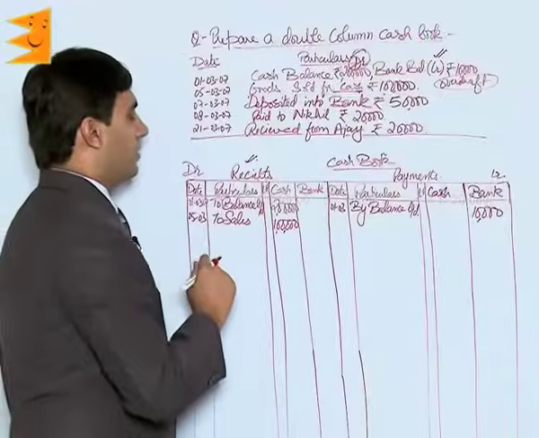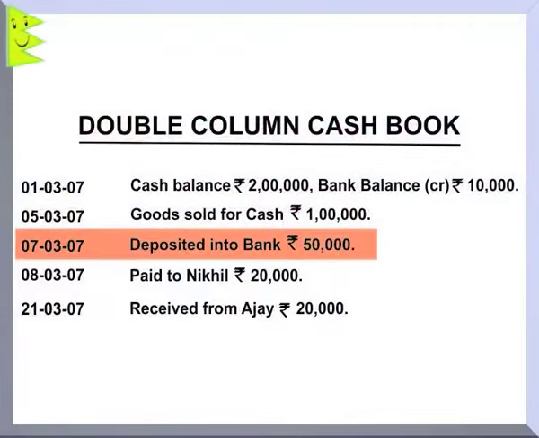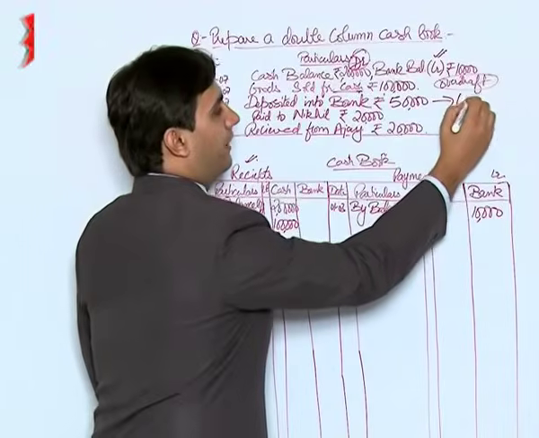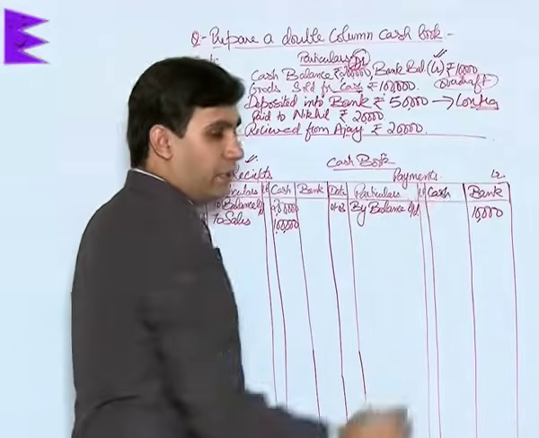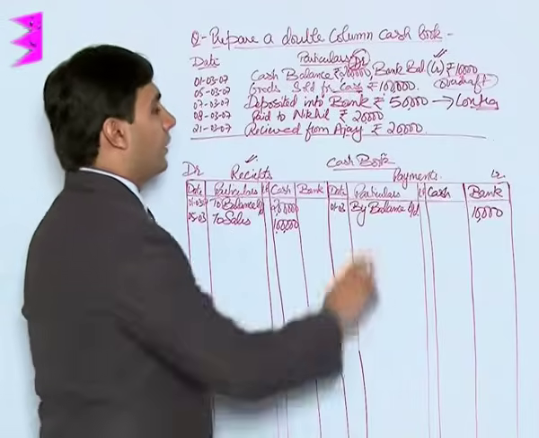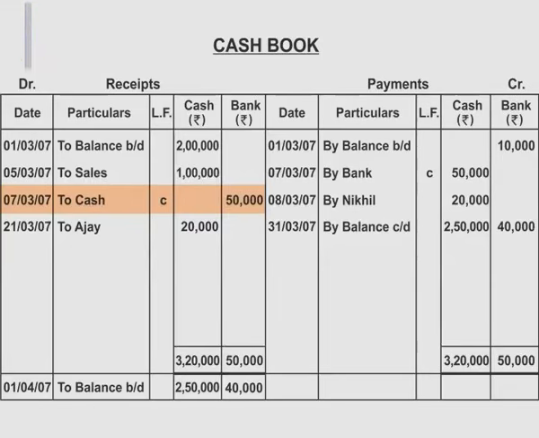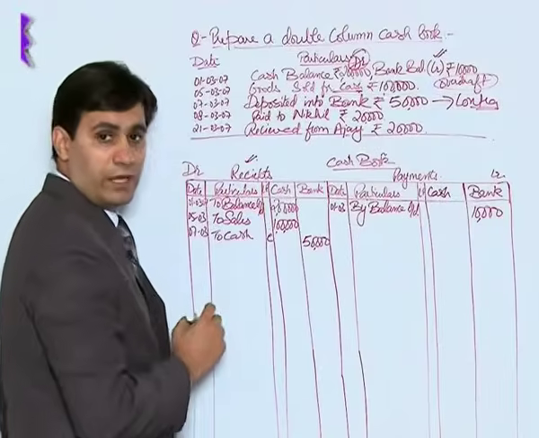Coming to the third transaction on 7th March 2007. It is deposited into bank. Now, since we are depositing cash into bank, this is a contra entry. Again, a contra entry appears on both sides of the cash book. Now, deposited into bank means to cash. Since we are depositing into bank, bank is receiving. So in the bank column on the receipt side, we'll make an entry of 50,000, and it would be a contra entry.